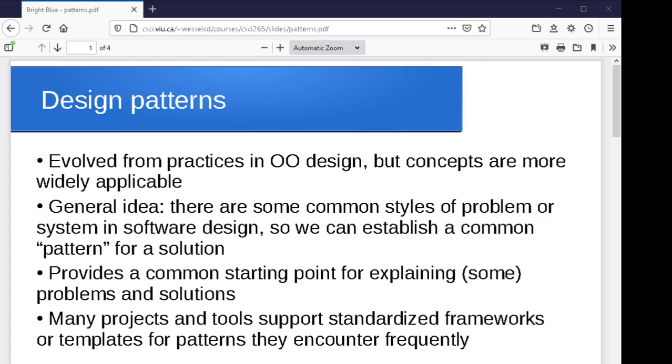And we associate names with those so that when we're talking with other developers, we can say, okay, I think this falls into this sort of pattern, which means we might be able to use this kind of solution. So it gives us a common starting point for explaining some of the problems and solutions that are out there. There are a lot of projects and tools that support standardized frameworks and templates for patterns that are frequently encountered. So this is something that it helps to be aware of.